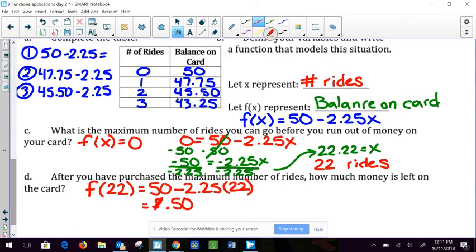How does that feel to you guys? Is it making a little bit more sense? Let's go ahead and look at one more example.